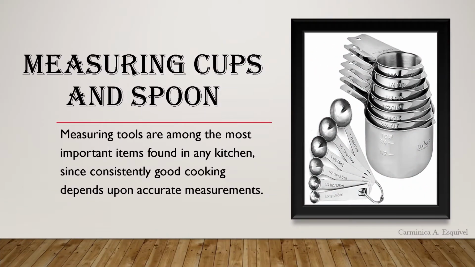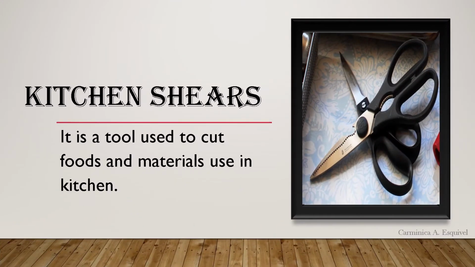Next is the measuring cups and spoon. Measuring tools are very important in the kitchen. Why? Because consistently good cooking depends upon accurate measurements. That's why measuring cups and spoon have labels or measurements on their handles. Next is the kitchen shears. It is also an important tool used to cut foods and materials used in the kitchen.